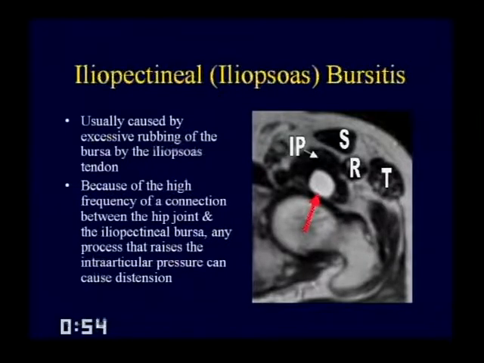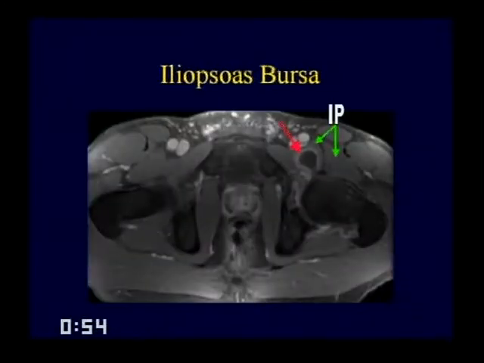Iliopectineal or iliopsoas bursitis is usually caused by excessive rubbing of the bursa by the iliopsoas tendon here. And because of the high frequency of connection between this bursa and the hip joint, anything that causes increased intra-articular pressure within the joint can result in this bursitis. Here again, you see that the bursa is beneath or deep to the iliopsoas tendon. Here's the sartorius, rectus femoris and tensor fasciae lata. Here's a nice example where we gave contrast, and you can see this bursa forming a tail that goes into the joint with the iliopsoas above it.